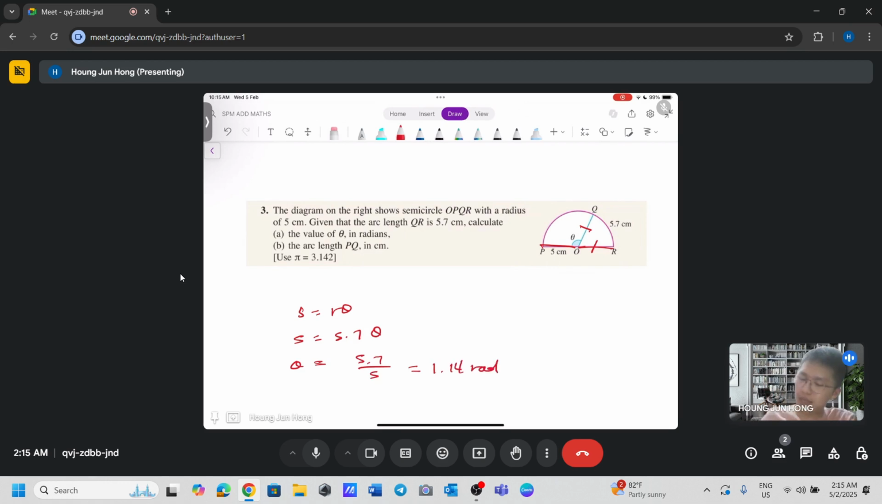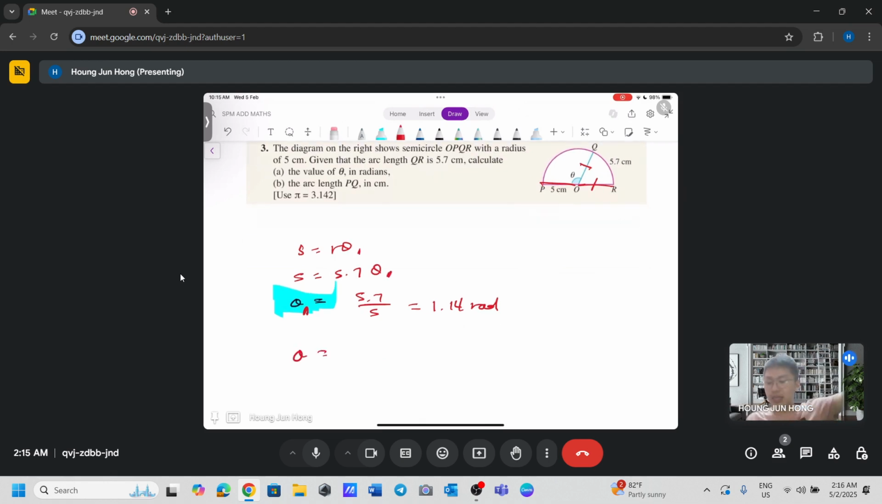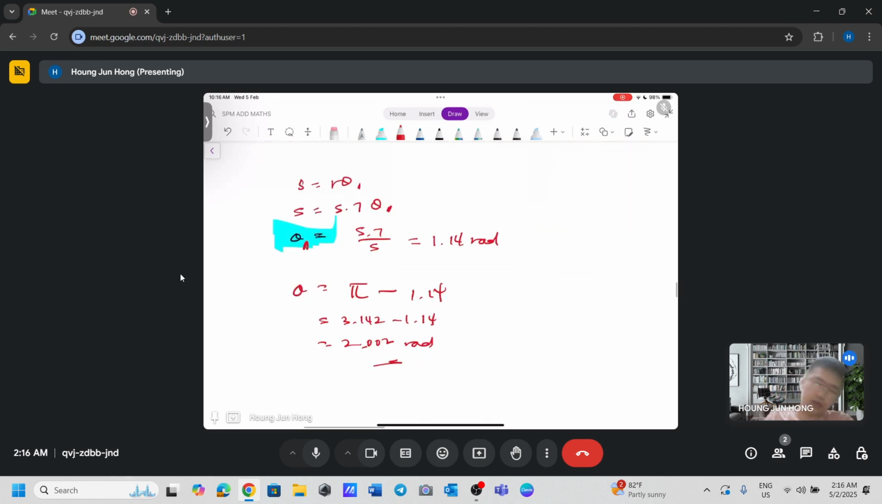Then now you want to find, okay, let's not use the same notation. Maybe you can do something like theta 1. So how to find theta itself? Again, straight line is 180, pi minus 1.14. So 3.142 minus 1.14 is 2.002 radian. I think you don't need to round off, just keep it at 2.002. Three decimal places is totally fine.